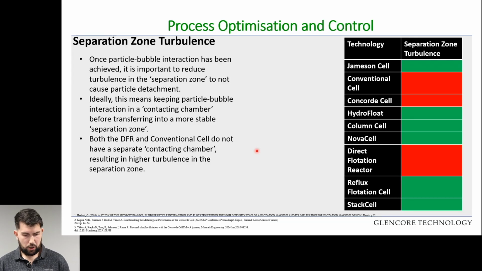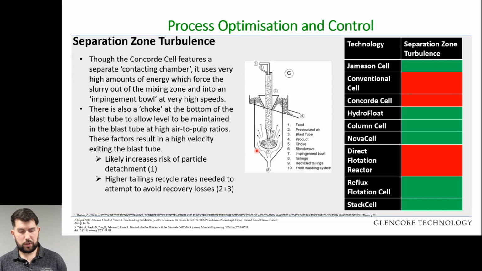Now, the Concorde cell is also red even though it features a separate contacting chamber, and the reason for that is it uses very high amounts of energy, which force the slurry out of the mixing zone and into an impingement bowl, which is shown here on the diagram, at very high speeds. There's also a choke at the bottom of the blast tube to allow level to be maintained in the blast tube at high air-to-pulp ratios. And these factors result in a high velocity exiting the blast tube. And the result of that is it likely increases the risk of particle detachment.